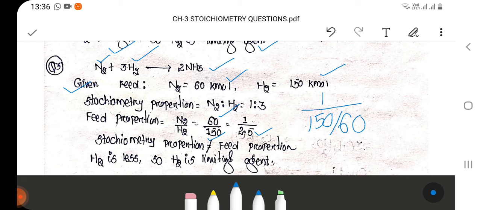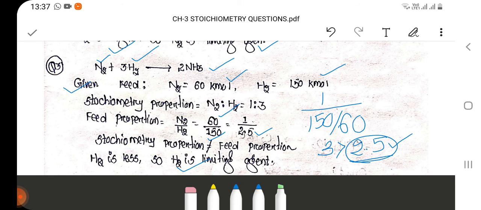Now we have to compare whether the hydrogen is higher or nitrogen is higher. 1 is the same. Now 2.5 and 3. We know 3 is greater than 2.5. What is our feed? Feed is 2.5. So here the feed is less than the stoichiometric proportion. So if the feed amount is less, then this component is the limiting reagent. So here hydrogen is the limiting agent and nitrogen is the excess agent.